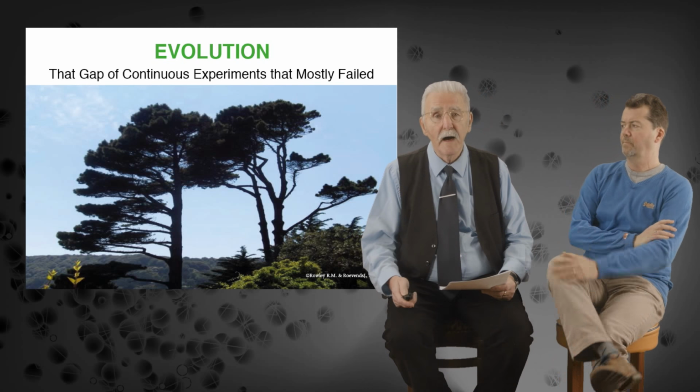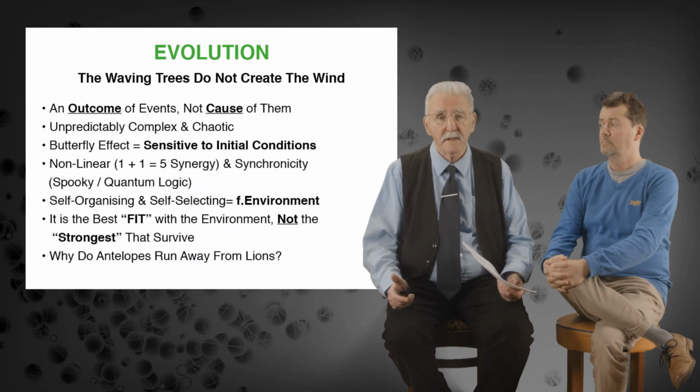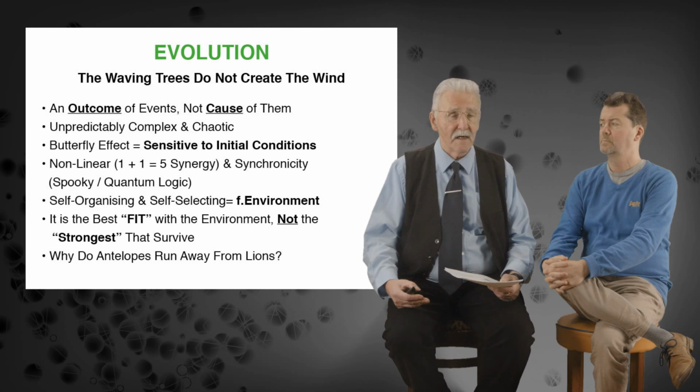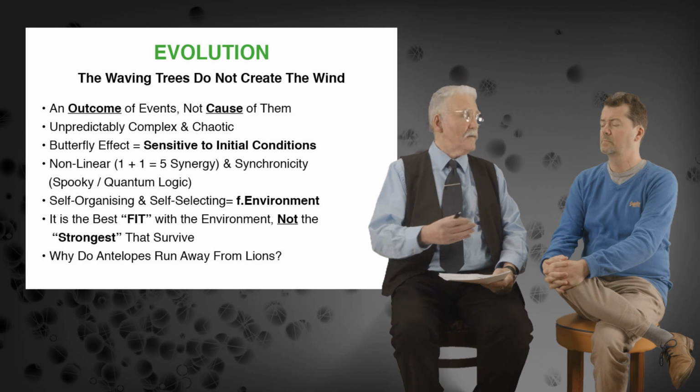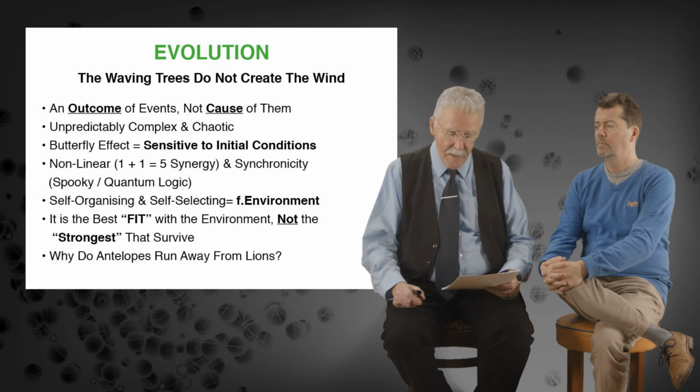The waving trees do not create the wind. It's kind of a jokey thing there, but it's about outcomes. It's not about planning. It happens. It's about recognizing when something good happens, a lucky break. We get a lucky break. Outcome of events, not a cause of them. Evolution is also very unpredictable. It's complex. It's chaotic.